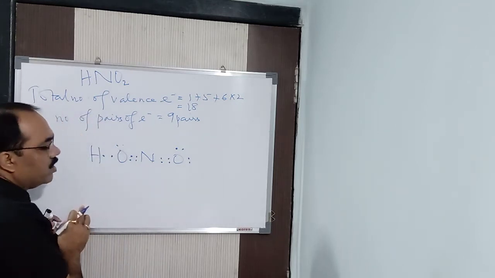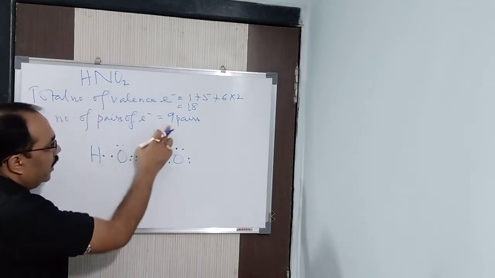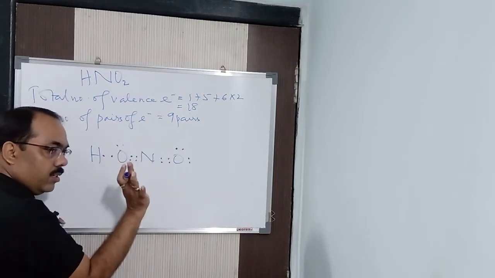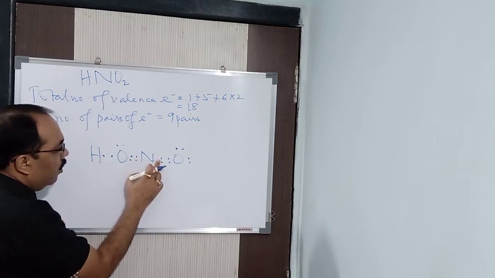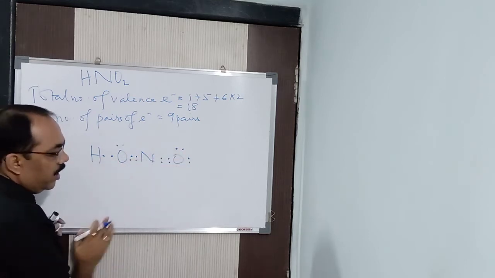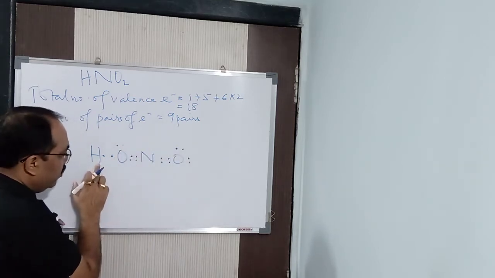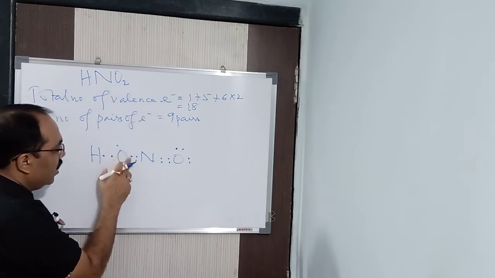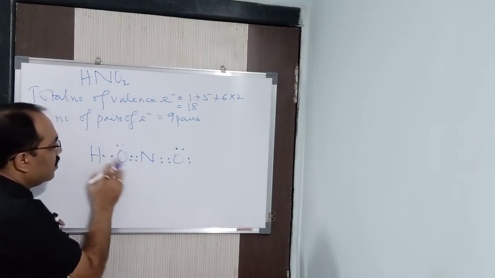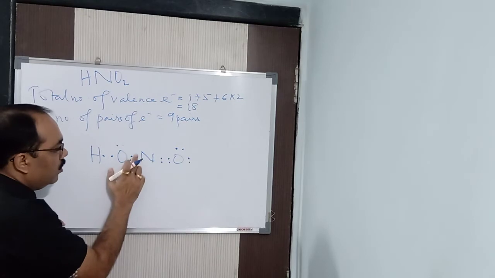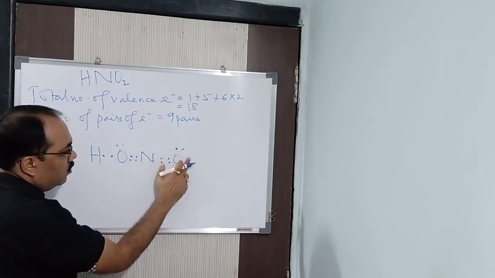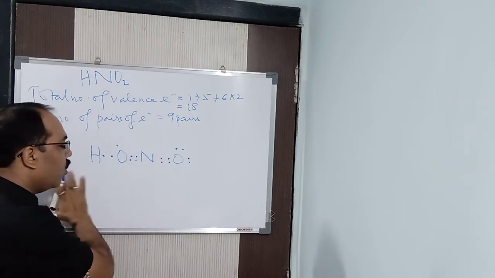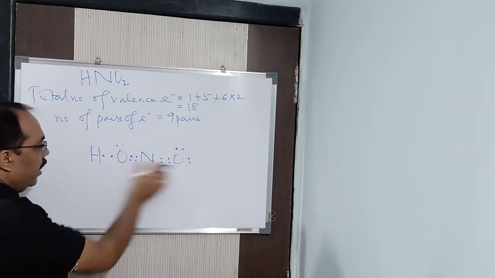Now by doing so, how many pairs do we get? 9 pairs it should be, maximum. Not more than that, not less than that. 1, 2, 3, 4, 5, 6, 7, 8 pairs I got. And all are satisfied, you can see. Hydrogen is satisfied with 2 electrons. Oxygen is also satisfied, 8. Nitrogen is satisfied, 8. This oxygen is also satisfied, 8. Hydrogen is duplet and all are octet.